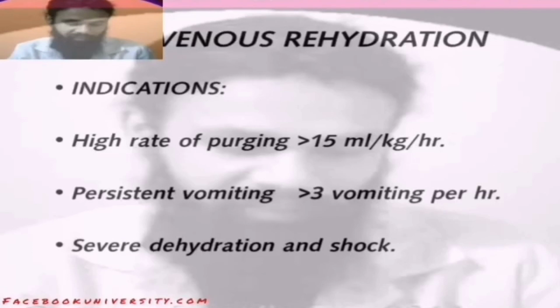Intravenous rehydration indications: high rate of purging, more than 12 milliliter per kg per hour. Persistent vomiting, more than 3 vomits per hour. Severe dehydration and shock. So if you are seeing all these things, then intravenous rehydration is required for that patient.